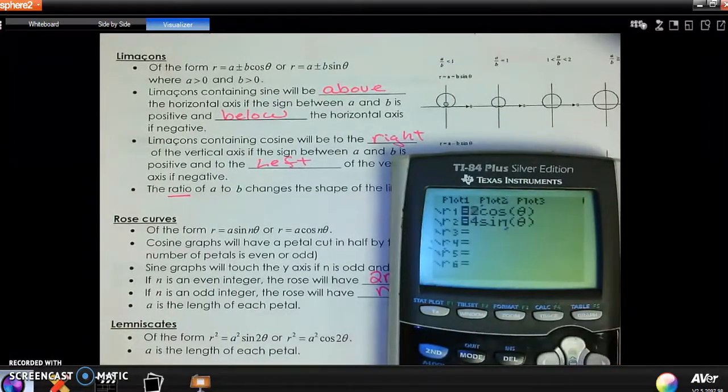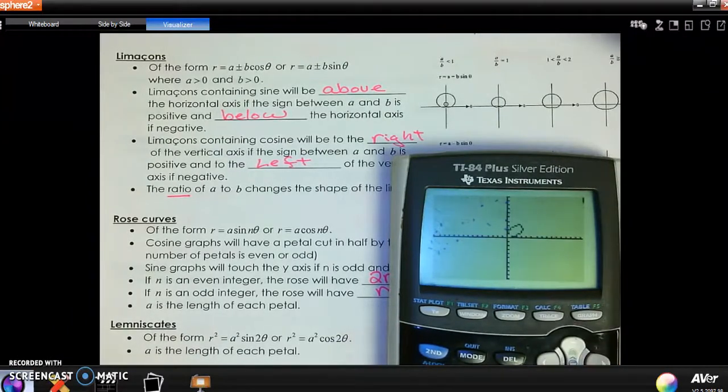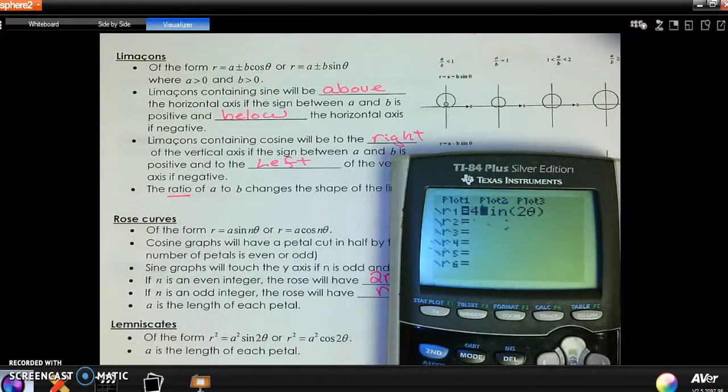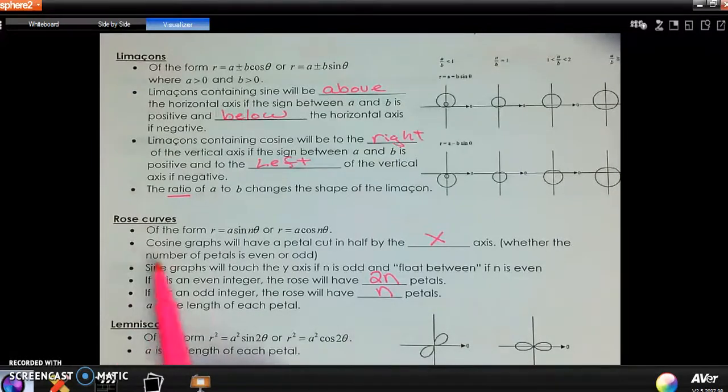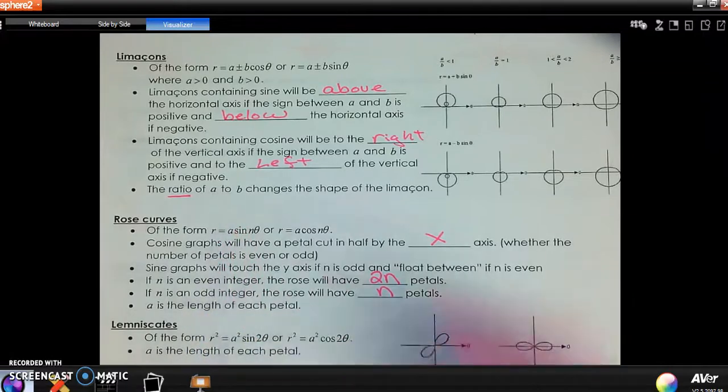So you can kind of go in here. We'll clear these out this time. And so say you had something like 4 sine of 2 theta. Okay, so when I graph that, that's going to have 4 petals, and those are pretty, and you can actually get some really beautiful looking graphs on these. So there's one with a sine, and if I did that same thing, only I changed it to a cosine, you'd see there that it still has 4 petals, but the orientation is slightly different there. So we said that a cosine graph will have the petal cut in half by the x-axis, whether it's even or odd. And your petal length is actually that coefficient there.